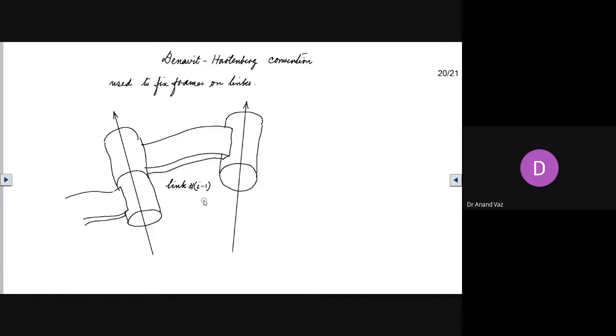Now, on this link, i minus 1 means i could take the values 1, 2, 3, 4, and so on. So this could be link 1, link 2, 3, 4, and so on. Now, suppose we have link i minus 1, then this axis we will consider is the joint axis. It is written as joint axis i minus 1, and usually we designate it as Z i minus 1.